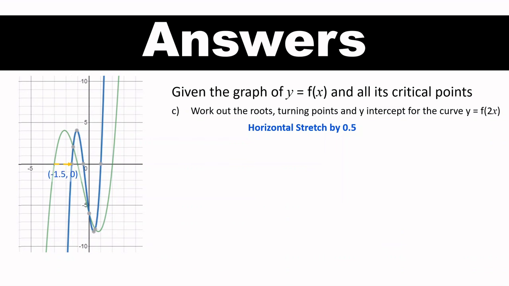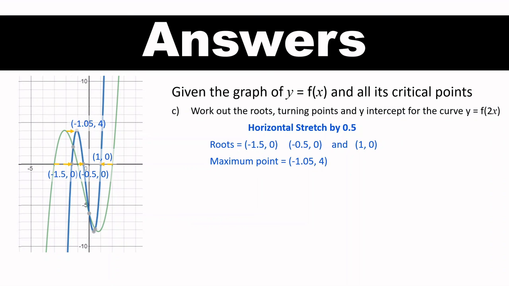My first root is now at the point -1.5, 0. My next root is now at the point -0.5, 0. And my third root is now at the point 1, 0. My previous maximum point has moved closer to the y-axis as well. This is now the point -1.05, 4. And my previous minimum has also moved towards the y-axis, is now at 0.4, -8.2. My y-intercept, however, was on the y-axis and it hasn't moved. It's still at 0, -6.